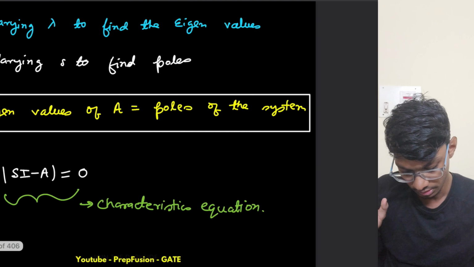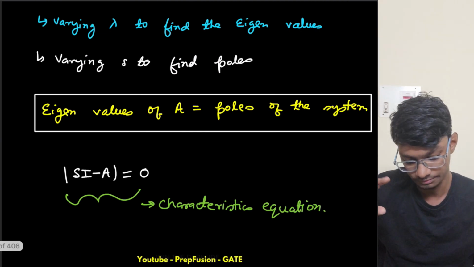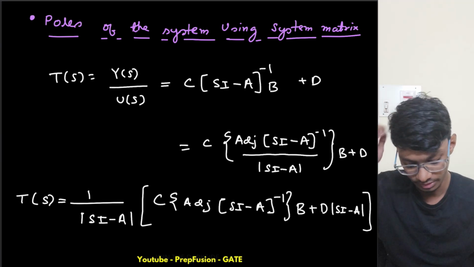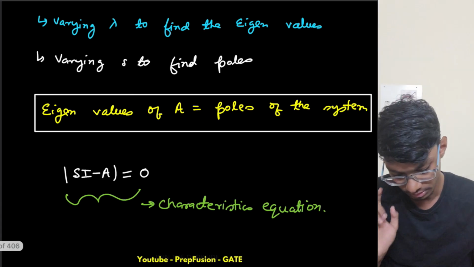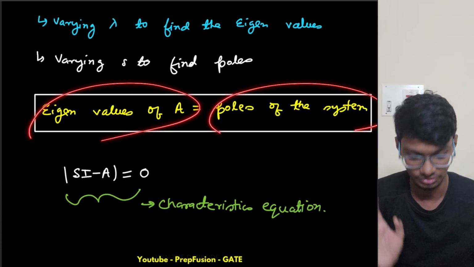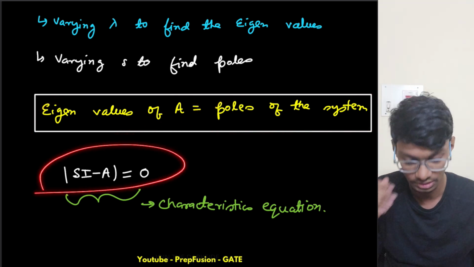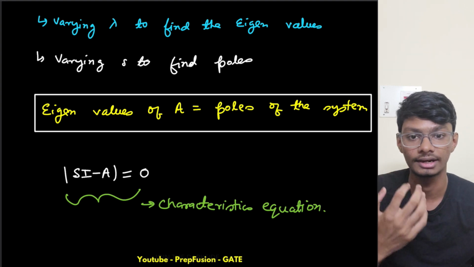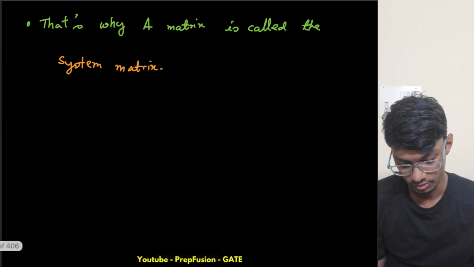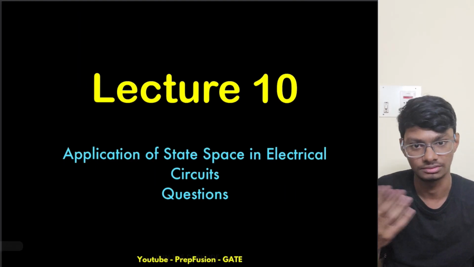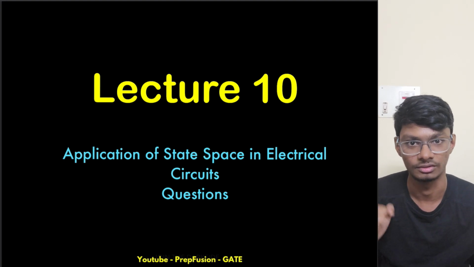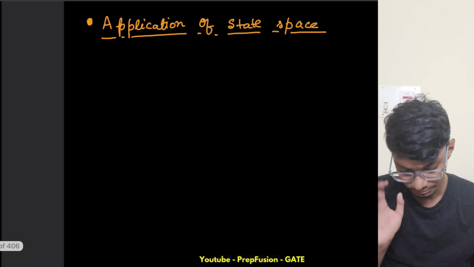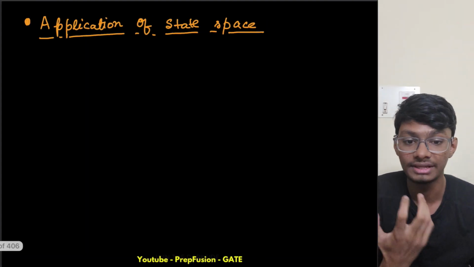We found the solutions, how to recover the transfer function. And from there we also understood that the eigenvalues of A will be the poles of the system. The determinant of sI minus A is known as the characteristic equation. I also summarized this at the end of the previous lecture. So now, what is the application of state space?